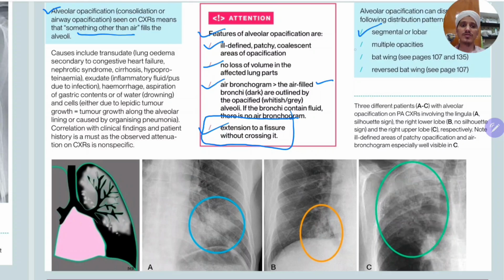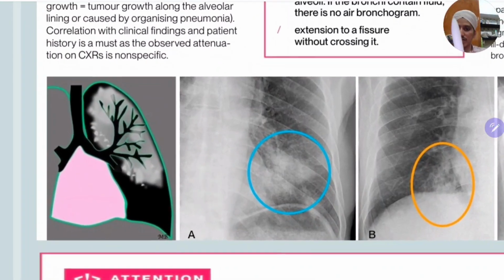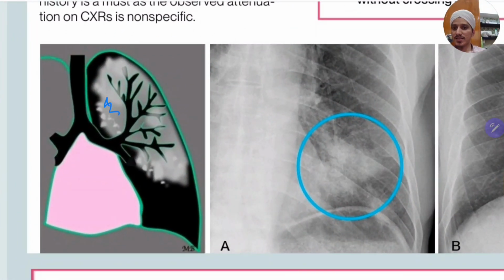So we have learned that it can be lobar consolidation or multifocal or batwing or reverse batwing. These are the pictures which depict that. Here you can see this is a consolidated lung. These whitish areas are consolidated alveoli, and running in between are the bronchi and bronchioles, which are filled with air. These are seen as air bronchograms, and this is seen as patchy white opacities, and this is the heart. That is a good depiction.